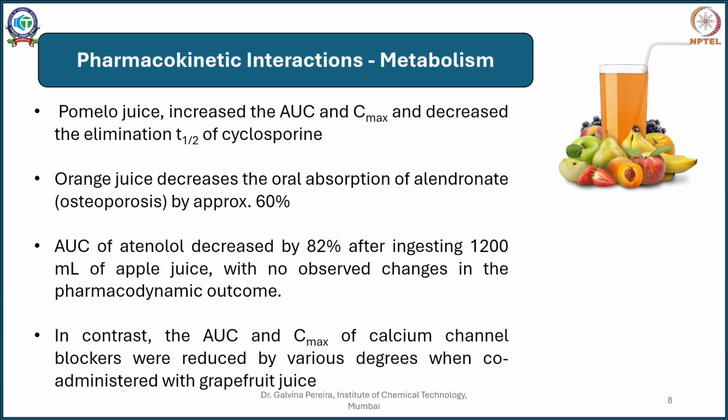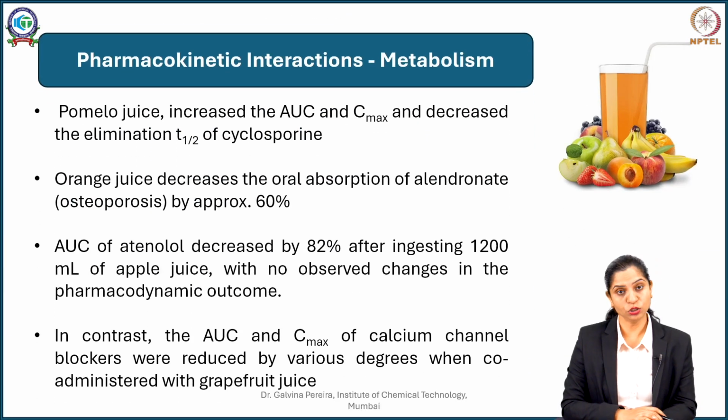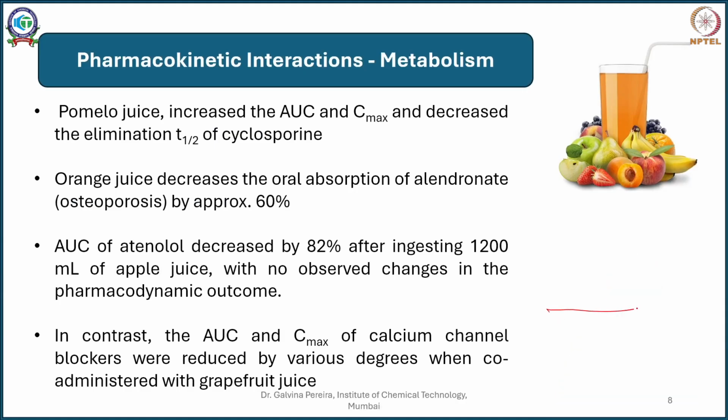Now moving to a few more examples, you will see that pomelo juice also increases the AUC as well as Cmax. We saw this is concentration, this is time, and what you get is your AUC, and this is your Cmax. So both AUC as well as Cmax increased, but at the same time it decreased the time of elimination also, so that's an advantage. Orange juice decreases absorption of one particular drug, and that is alendronate.